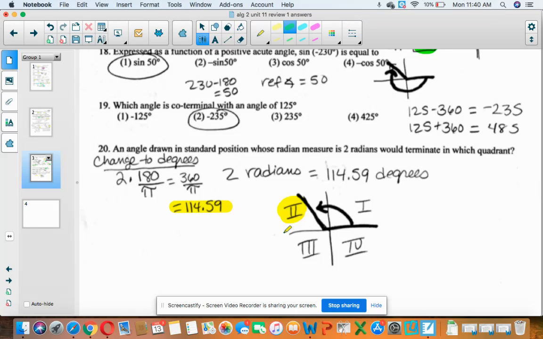Okay, so those are the answers to the review sheet. You're now going to take your test, which will be a link for you to do, and it will be a multiple choice test on a Google form.